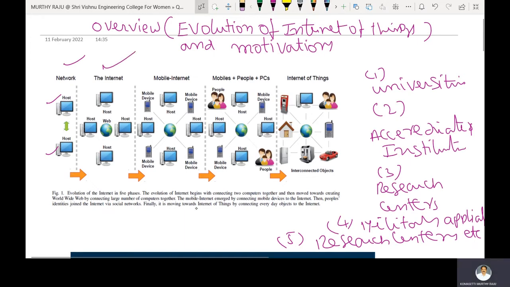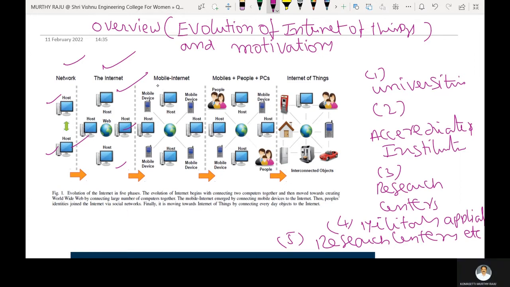In the second phase, we move towards creating the World Wide Web by connecting a large number of computers together. In this example, there are computers 1, 2, 3, 4. These two are in one area, these two are in another area. In olden days, transfer of information from these two computers to these two computers was not possible. Now in the second phase, these four computers are connected to the web. Web means internet. After that, they send their information from one point to another point: mails, files, images, videos, and so on. This is possible in the second phase.